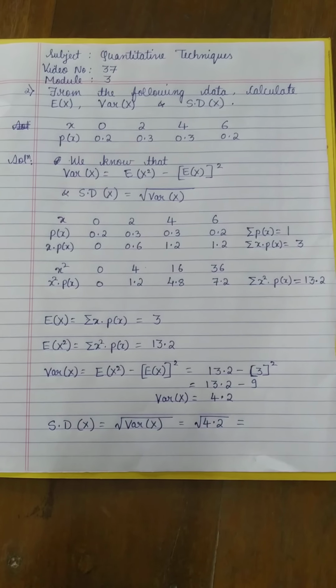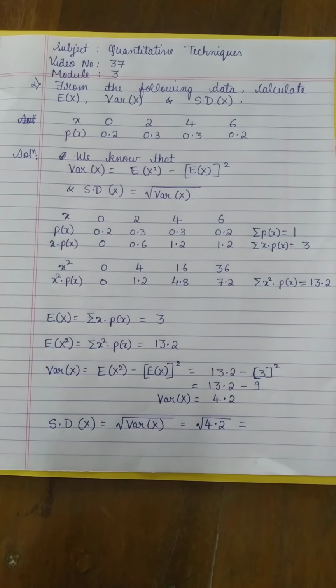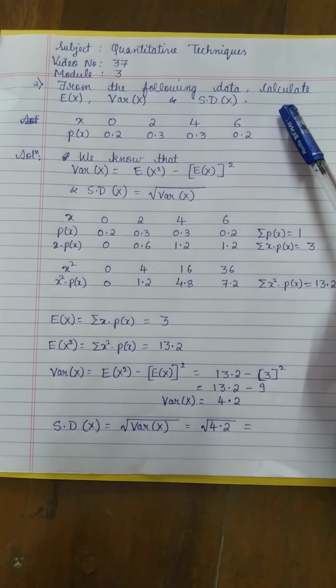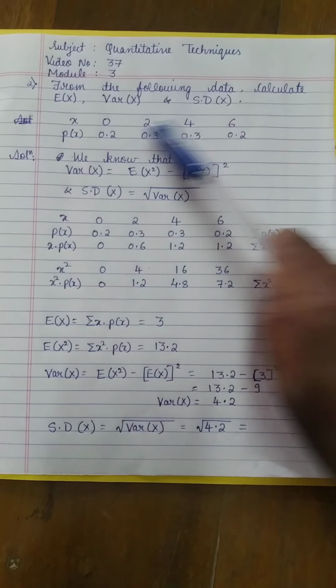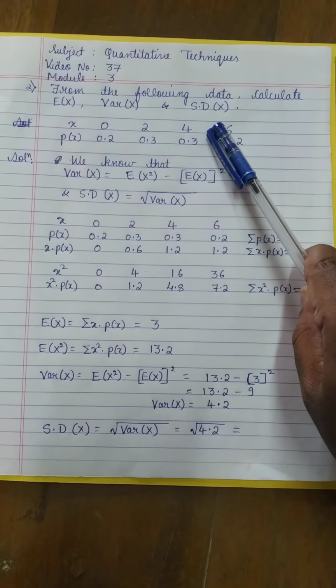In today's video lecture we are taking one more problem on mathematical expectation. Now this is problem number 2. The problem goes like this. This is generally asked for 5-mark section. From the following data calculate E of x, variance of x and standard deviation of x.